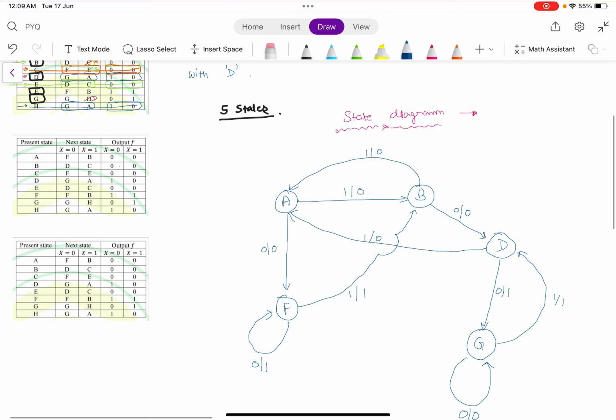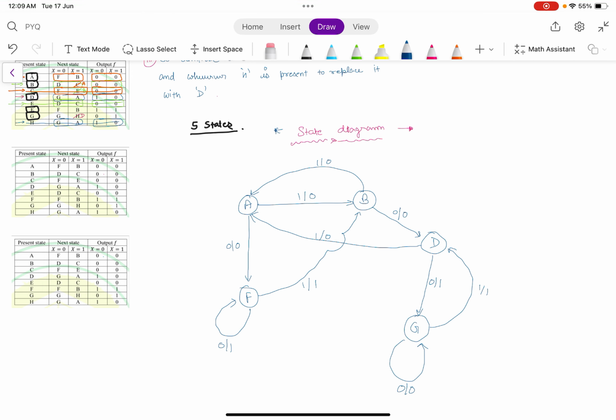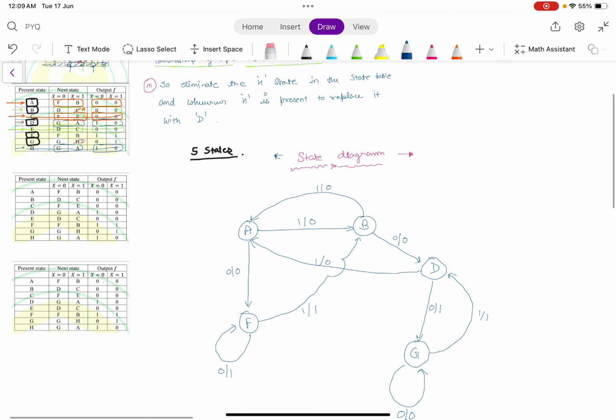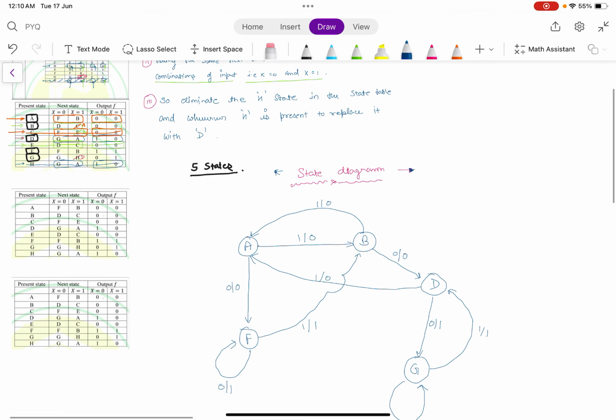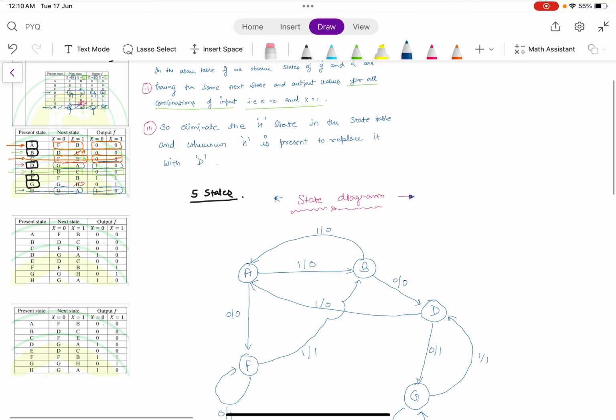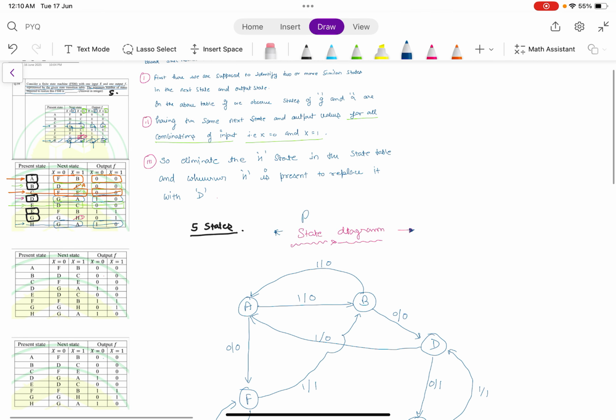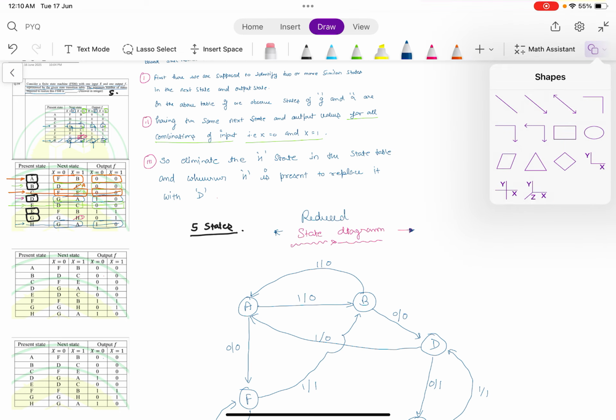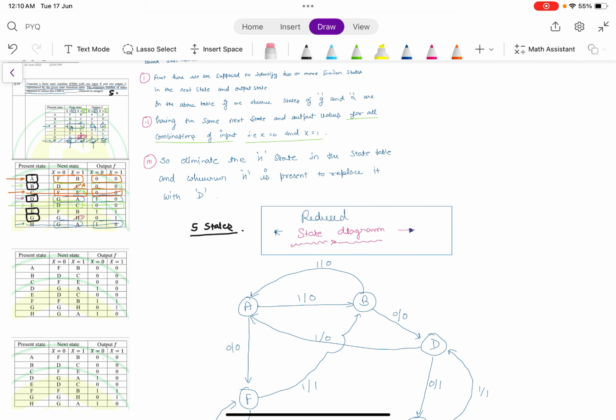So please do it on your own and verify it. I hope you got the point. This is also one of the questions asked in previous years, to choose which options are correct in the reduced state diagram. This is nothing but the reduced state diagram. Thank you.